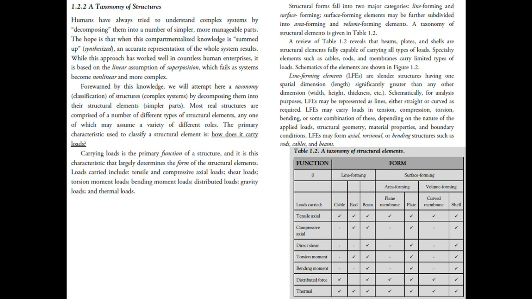The line forming elements are slender structures. What actually comes to your mind? What are line forming elements? These are slender structures which have one dominant spatial dimension, which means length is their main spatial dimension along a specific axis. We can approximately treat it, in our books, as the x-axis. It is significantly greater than any other dimensions, which means the width, height, and thickness.